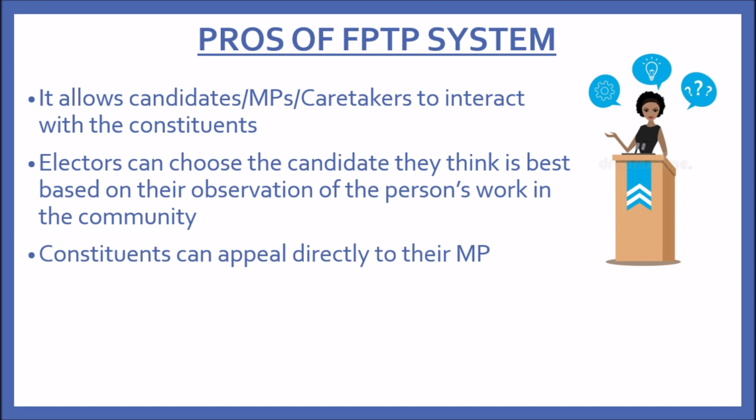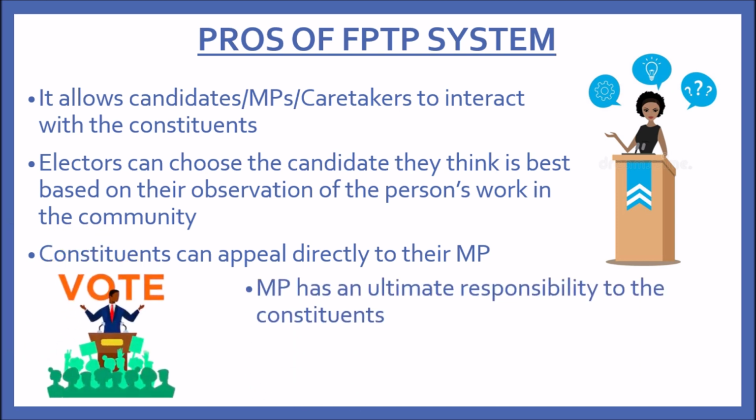Constituents can also appeal directly to their MP. This is because if you have a grouse, you won't need to wonder who to report it to. You already know that this person is your Member of Parliament, and that is the person you make your complaint to. So, the MP has an ultimate responsibility to his or her constituents, and this is self-explanatory. If you have voted someone into power, then that person is accountable to you and owes you an explanation when they have not done what they had promised to do.